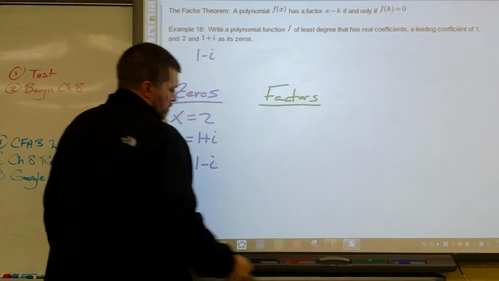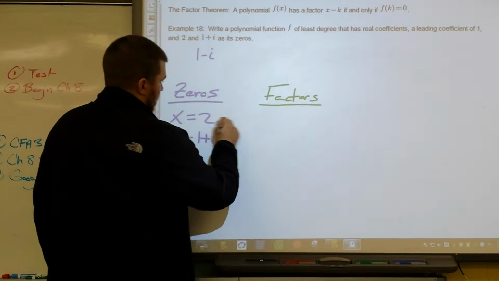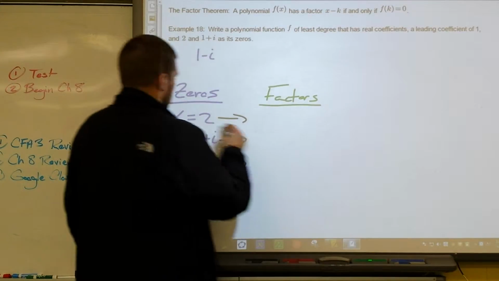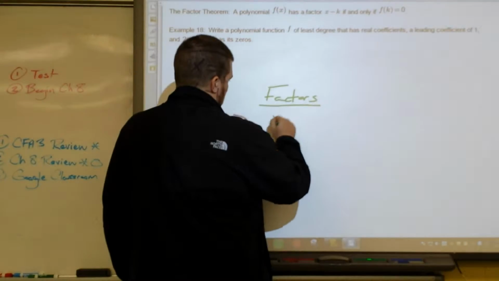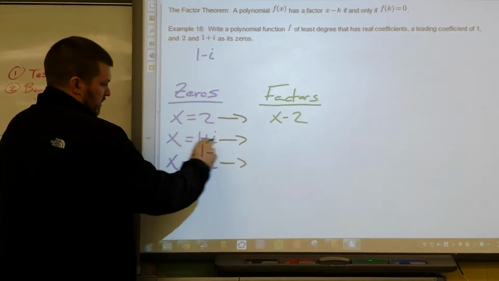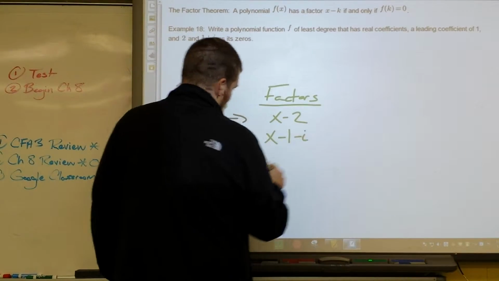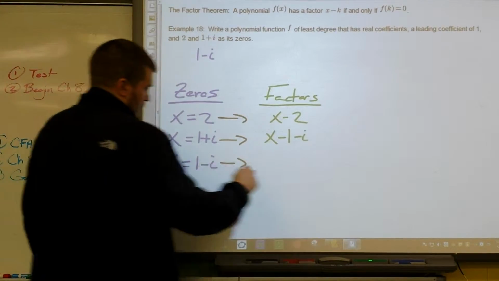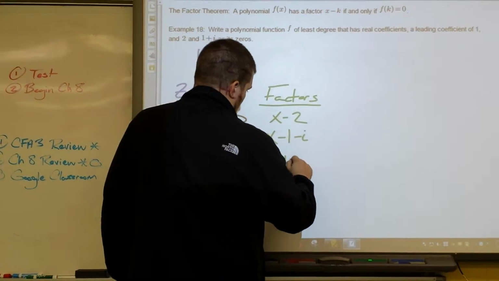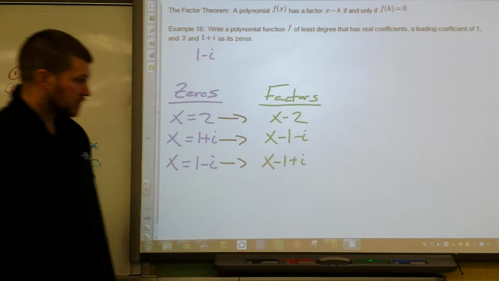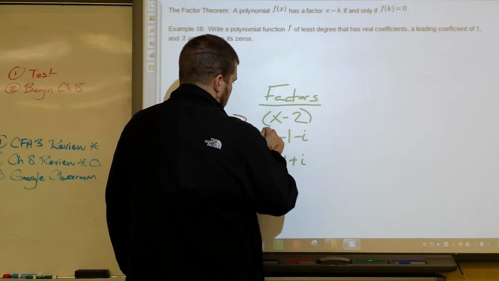Now to get the factors, I'm just going to get everything on the same side. So my first factor is going to be x minus 2. This factor is going to be x minus 1 minus i. And this one's going to be x minus 1 plus i. I just get everything on the same side as the x to get the factors. Factors are always in parentheses.